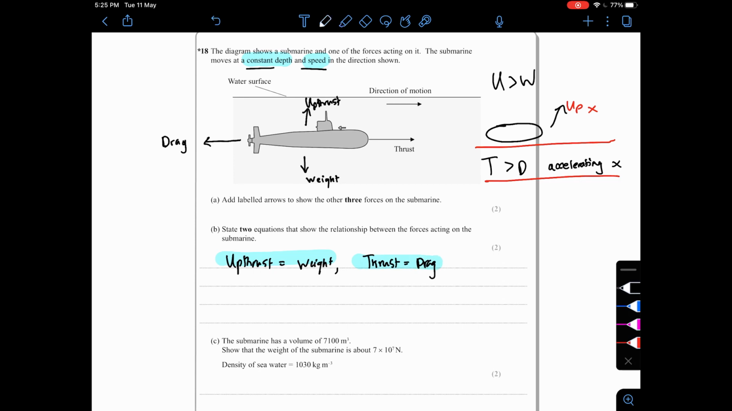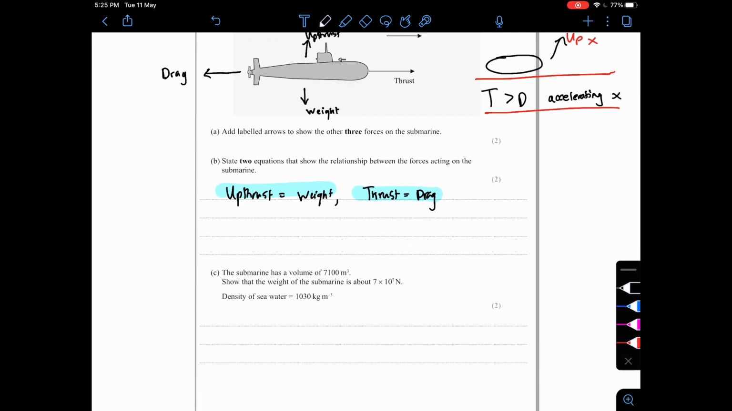Okay. The submarine has a volume of 71,000 meter cube. Show that the weight of the submarine is that, and that's the density. Now, where do we go from this? You've been given all this information. Let's now work it out, right? So we know they give us density, so let's write the formula for density. Density equals mass over volume.